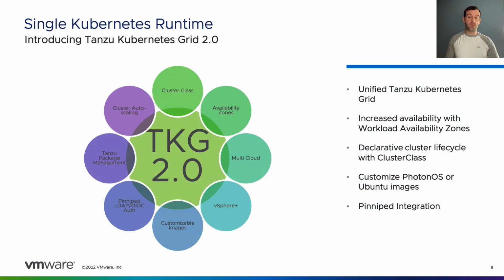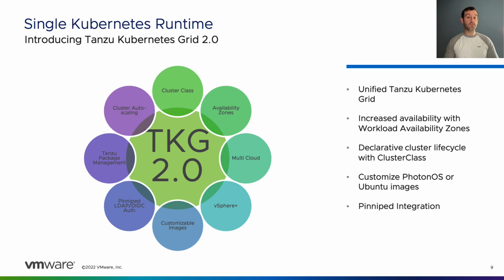So vSphere with Tanzu was introduced in vSphere 7, and with that, it brought Tanzu Kubernetes Grid, or TKG. We ended up with a couple of different versions or iterations, TKG-S, TKG-M, and so on. In vSphere 8, we're consolidating those different Tanzu Kubernetes Grid runtimes into a single unified Kubernetes runtime. So it'll be the same runtime used for deploying Kubernetes on vSphere clusters, public clouds, private clouds, wherever it may be.